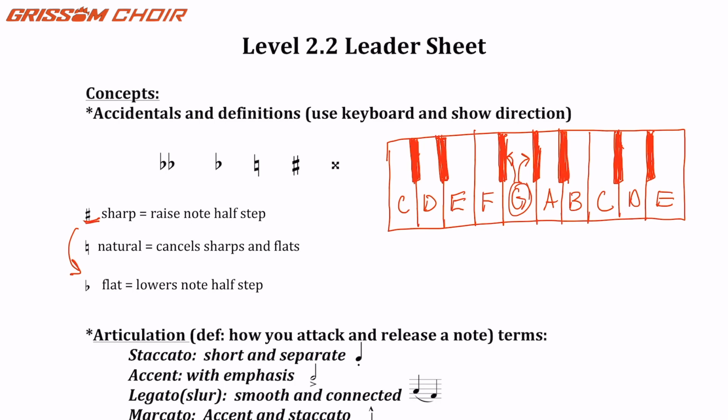The natural symbol cancels out sharps and flats. So if there is a sharp or a flat in the key signature, but then there is a natural next to that note that is sharp or flat, it would cancel it out and take it back to the original note. Then we have two other common types of accidentals.